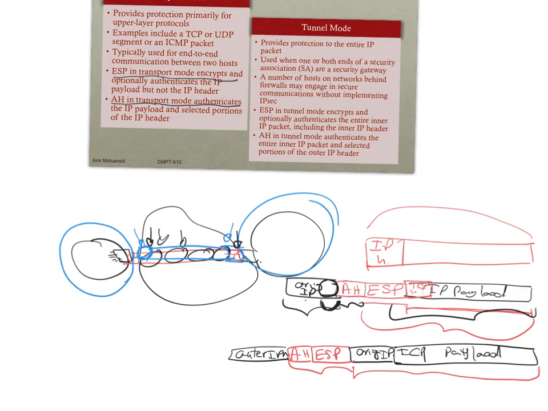So for ESP, we'll talk about the security association and what that means. A security association is like a security context that includes all the information related to securing that tunnel. So ESP tunnel mode encrypts and optionally authenticates the entire inner IP packet, including the original IP address. So even the original source and destination IPs are not going to be visible anymore. And AH in tunnel mode authenticates the entire inner IP packet and selected portions of the outer IP header. Similarly. Clear? Okay? Any questions about this?